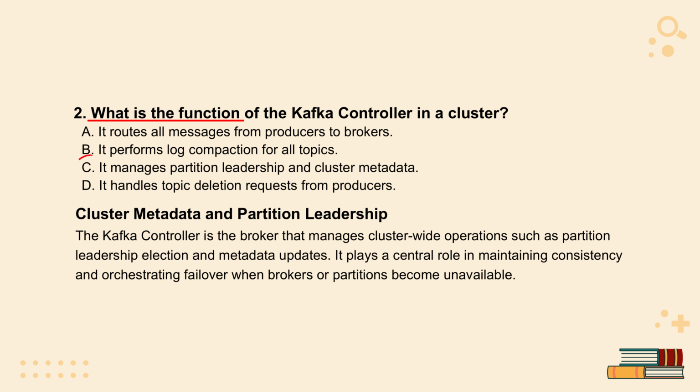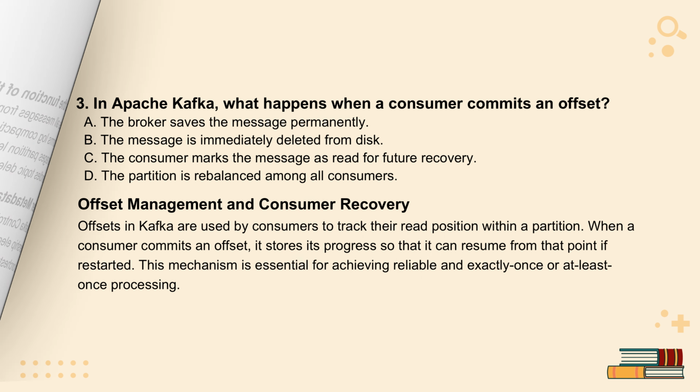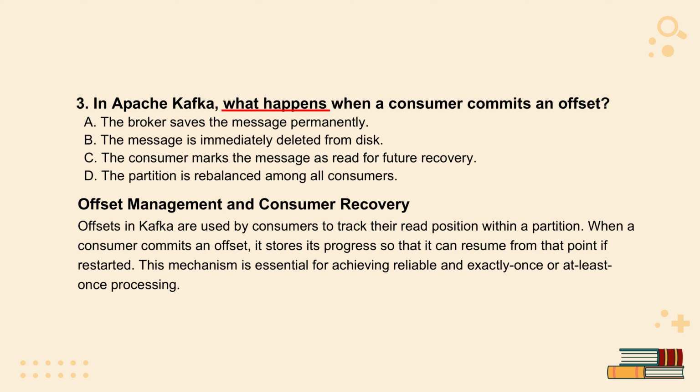Okay, so we have reliable storage through replication and coordination through the controller. Now let's think about the other side, the applications reading the data, the consumers. How does Kafka know where a consumer left off? Like if it crashes and restarts, how does it avoid missing messages or reading them all again? Good question. Our third question covers this. In Apache Kafka, what happens when a consumer commits an offset? The correct answer is C. The consumer marks the message as read for future recovery.